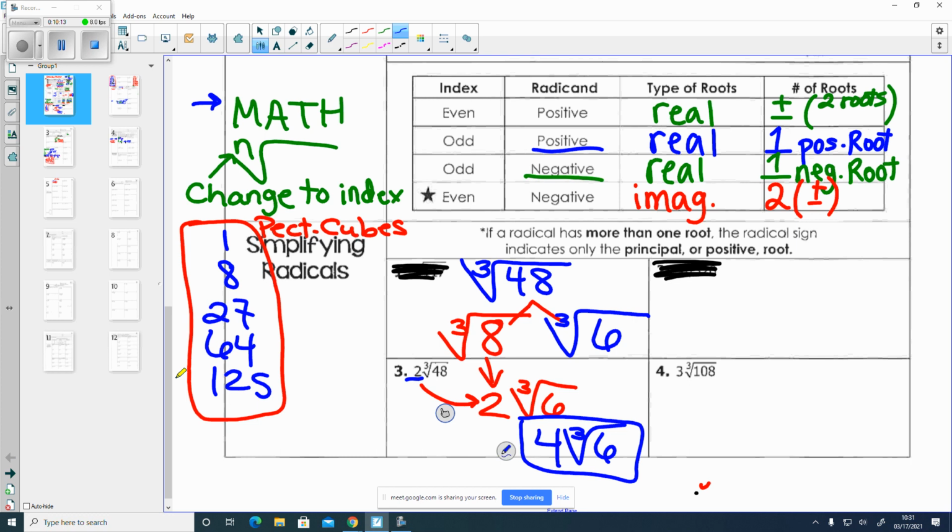What do you think? Very similar to square root, right? You just have to know the list of perfect cubes. So there was a 2 in the original problem at the top that we saved for later. This 2 came from simplifying, but this 2 was already there. So then I multiplied them. So these get multiplied.